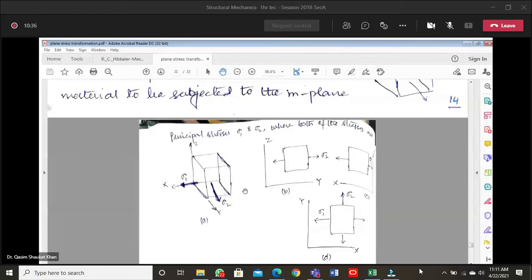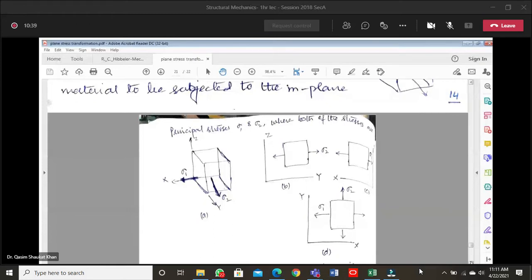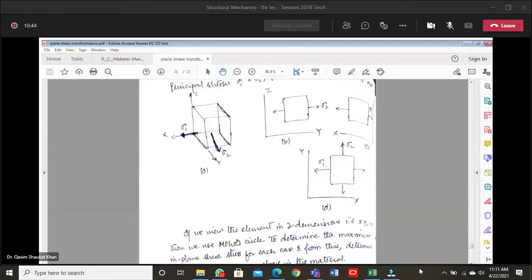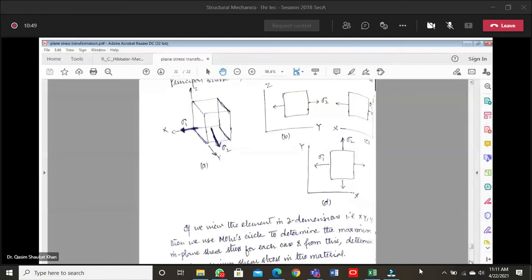So principal stresses or normal stresses we are getting from here. We just want to know the maximum in-plane shear stress and the absolute maximum shear stress. If we view the element in two dimensions, x-y, y-z, or x-z, all these three cases, then we can draw Mohr circles to determine the maximum in-plane shear stress for each case. And then we can determine the absolute maximum shear stress in the element.